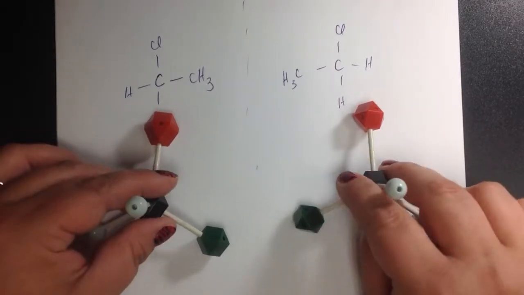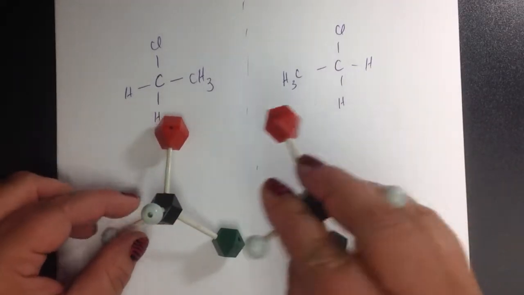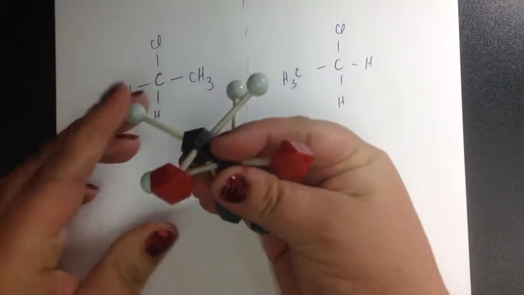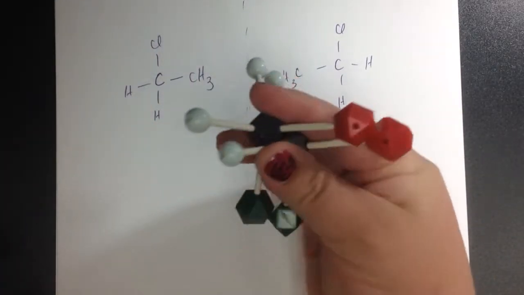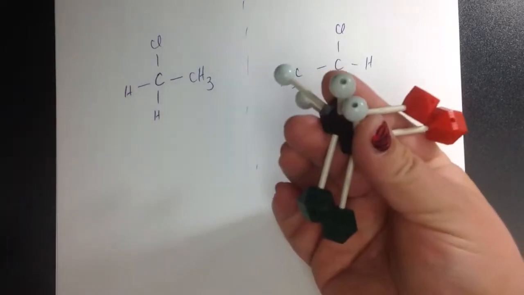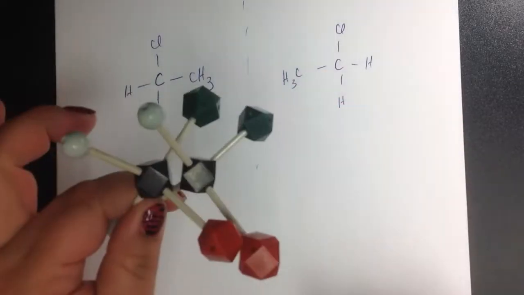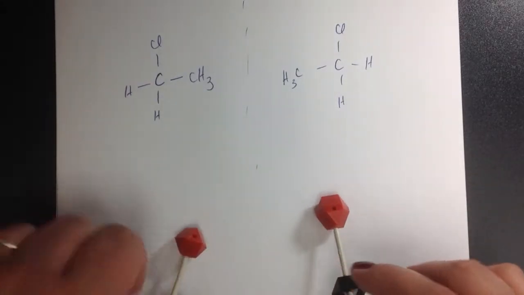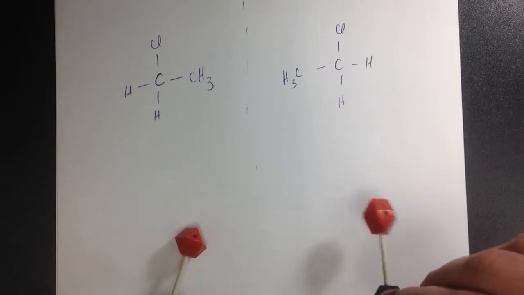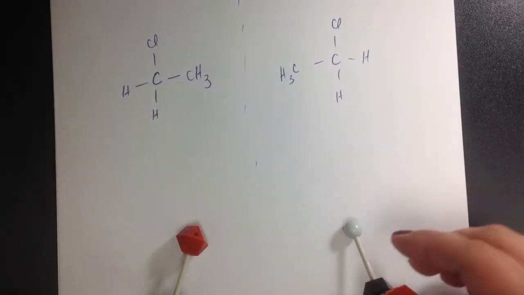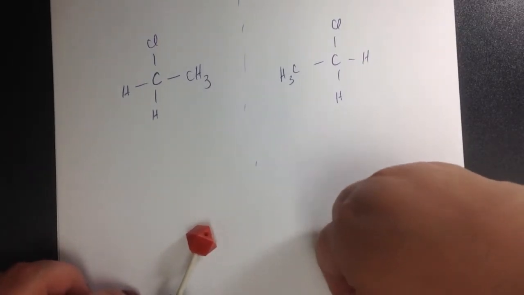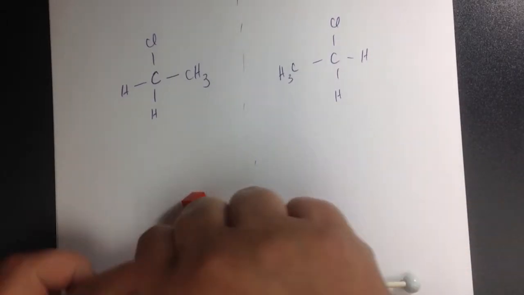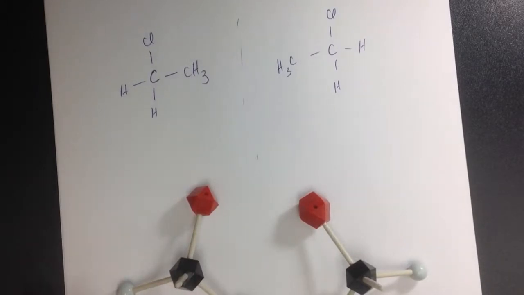Now, let me see. I can flip, and boom. They're the same, right? So we don't have a problem. They are superimposable, and therefore we say they're not chiral, or they are achiral. So let me reset this. And now I'm going to change things.